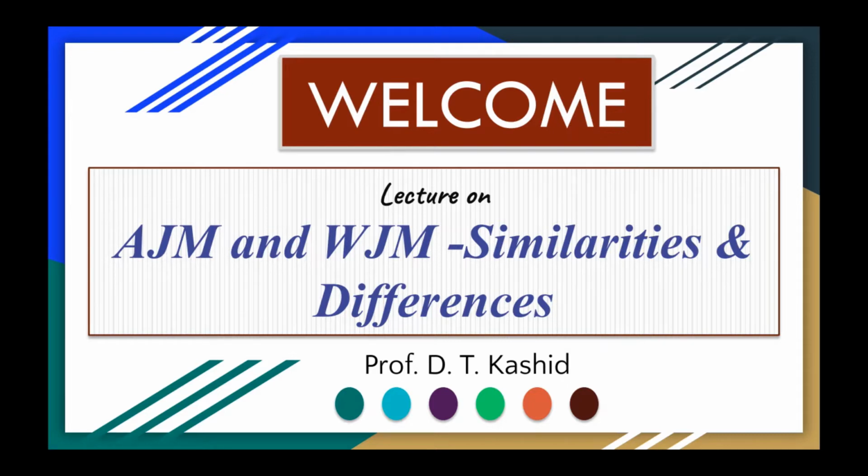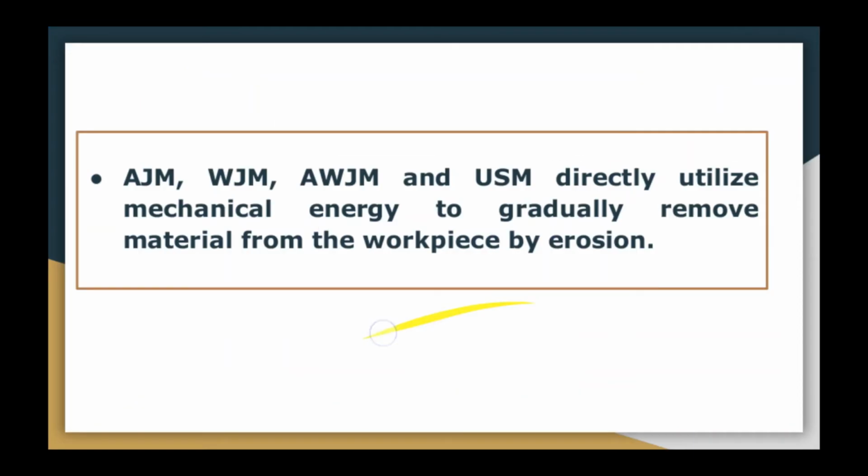Today in this particular talk we are going to discuss similarities and differences between abrasive jet machining and water jet machining. First, we will summarize the working principle of abrasive jet machining and water jet machining. As we know, mechanical energy based non-traditional machining processes directly utilize mechanical energy to remove material from the workpiece by erosion action. Examples of such processes include abrasive jet machining, that is AJM, water jet machining, WJM, abrasive water jet machining, and ultrasonic machining, that is USM.